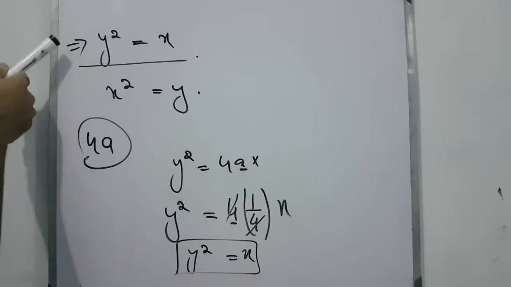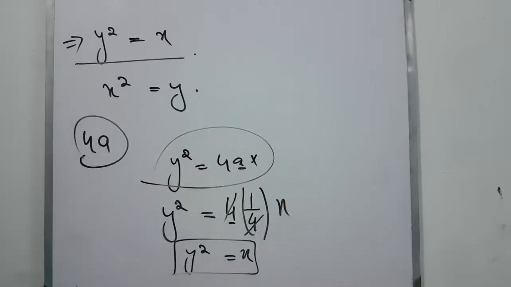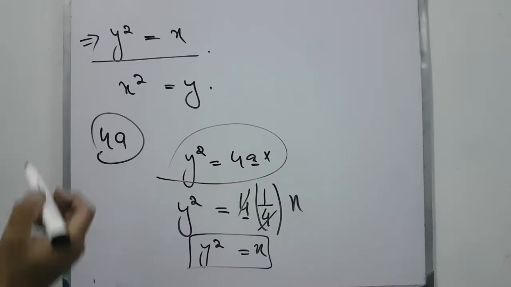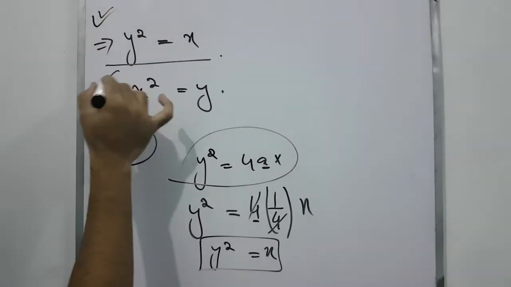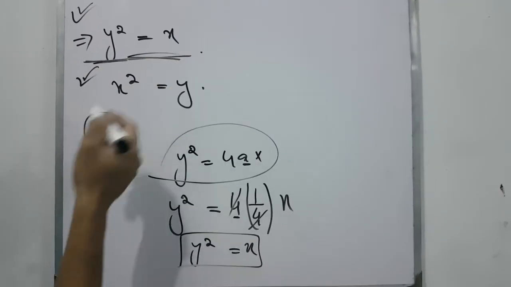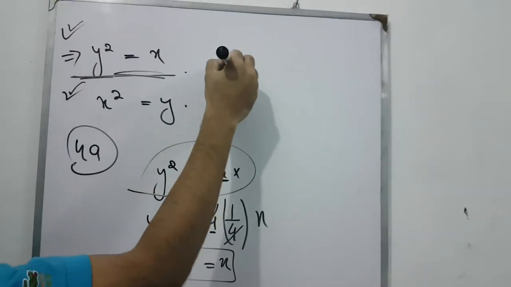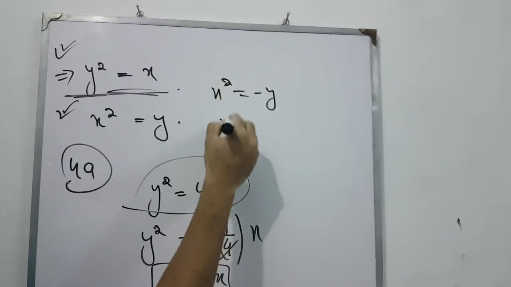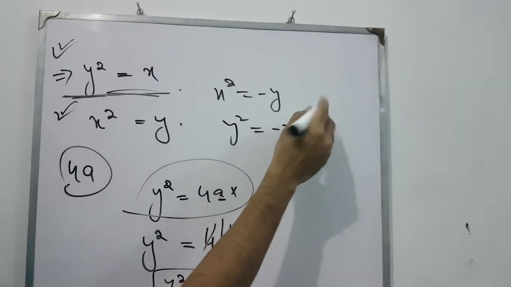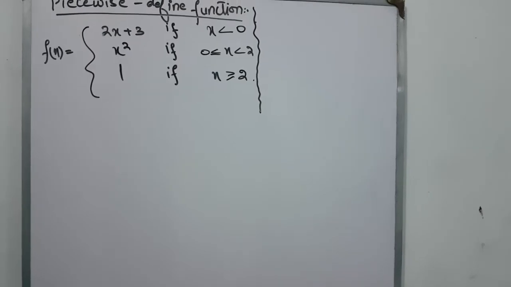So I told you it doesn't matter that this is the general form of a parabola, and usually in questions the form will be given like y square equals x, or x square equals y, or x square equals minus y, or y square equals minus x. So just don't get confused.